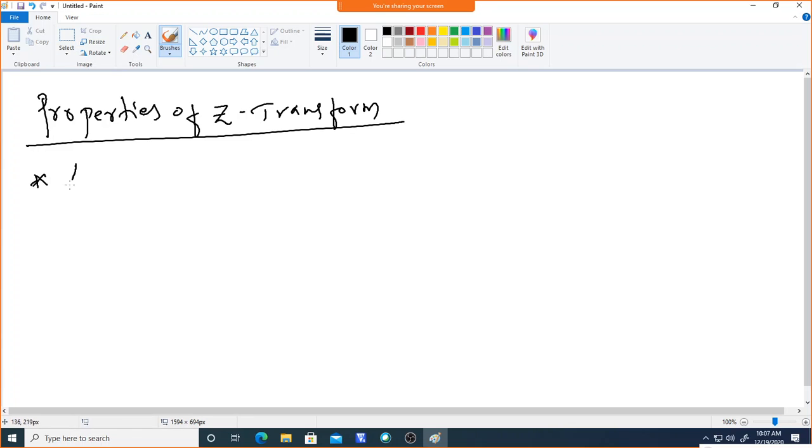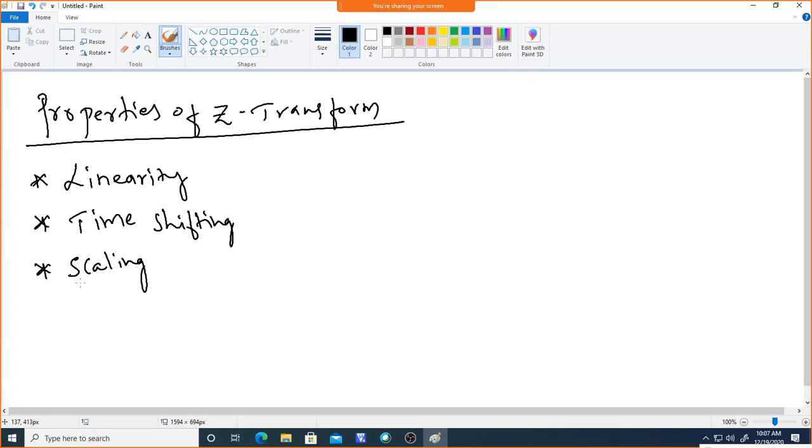So first one, as in your Fourier representation, linearity property, and then you have time shifting. Okay, time shifting property, and similarly you have the scaling property. This scaling we'll call scaling in Z domain, because when you multiply the factor in time domain, correspondingly it will scale in Z domain. So that's why we'll call it scaling in Z domain. And also we can have time expansion.